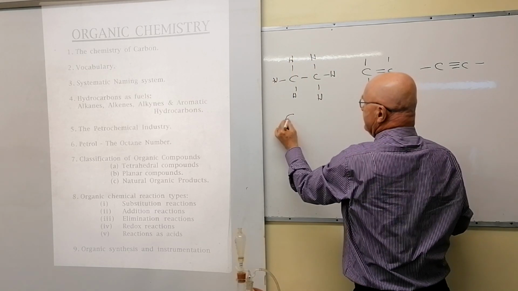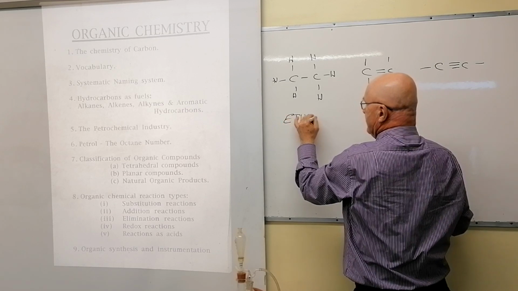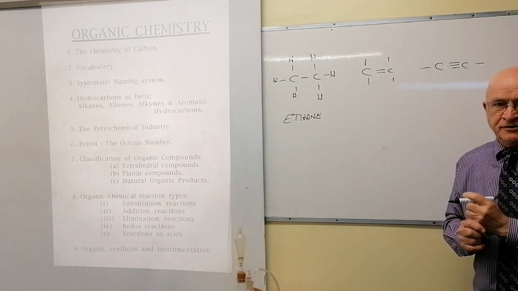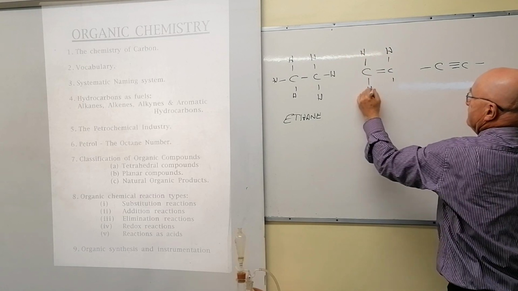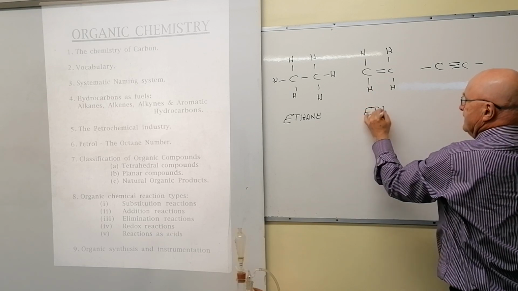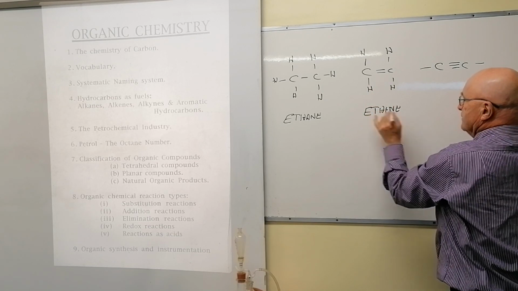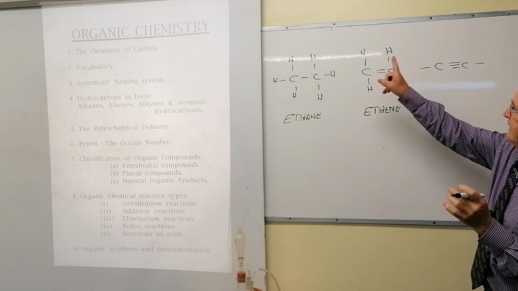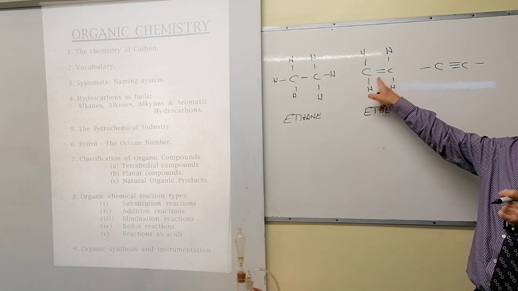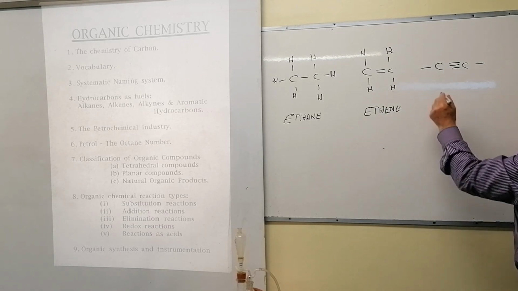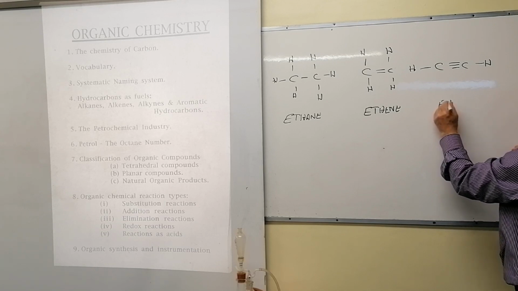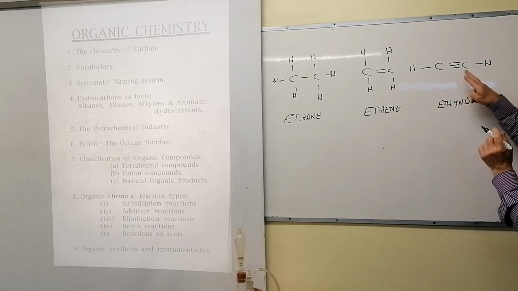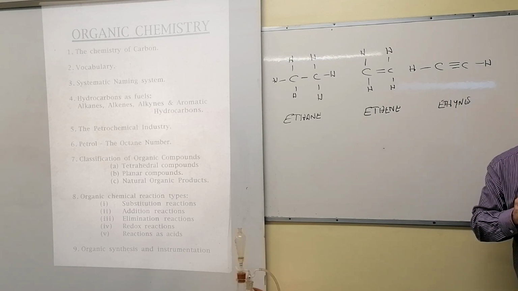That's the alkane. It's ethane, A-N-E, and everybody knows that's saturated. All the bonds are used up. This one here is ethene. Are you okay with that? And that's unsaturated. It has at least one double bond. And the last one is ethyne, E-T-H-Y-N-E. It has a triple bond, and that's unsaturated. It's saturated when it has all single bonds.